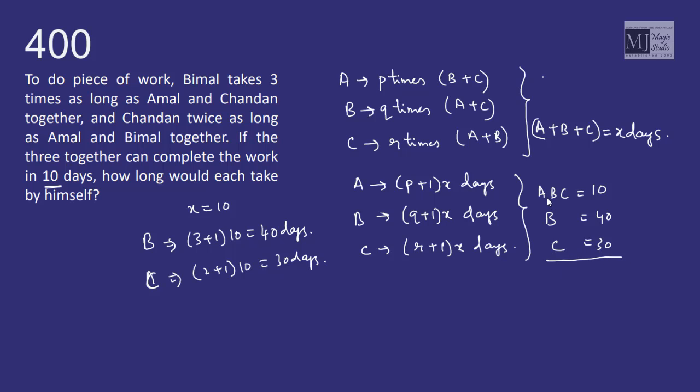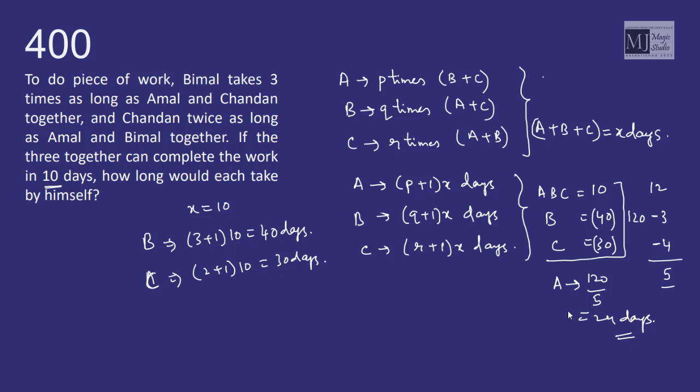Now tell me, if I need to find the value of A, from ABC I need to deduct B, I need to deduct C so that I can get A, isn't it? LCM of 10, 40 and 30 is 120. 120 by 10 is 12. 120 by minus 40 is minus 3. 120 by minus 30 is minus 4. 12 minus 7 is 5. Time taken by A is 120 by 5, that is 24 days.